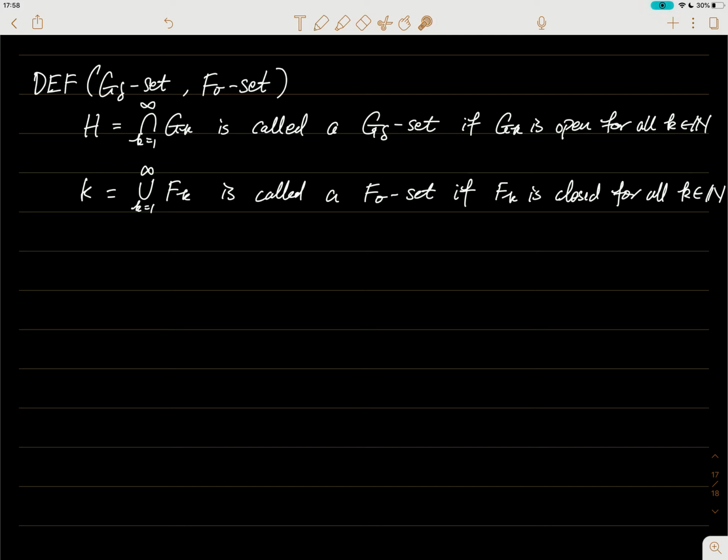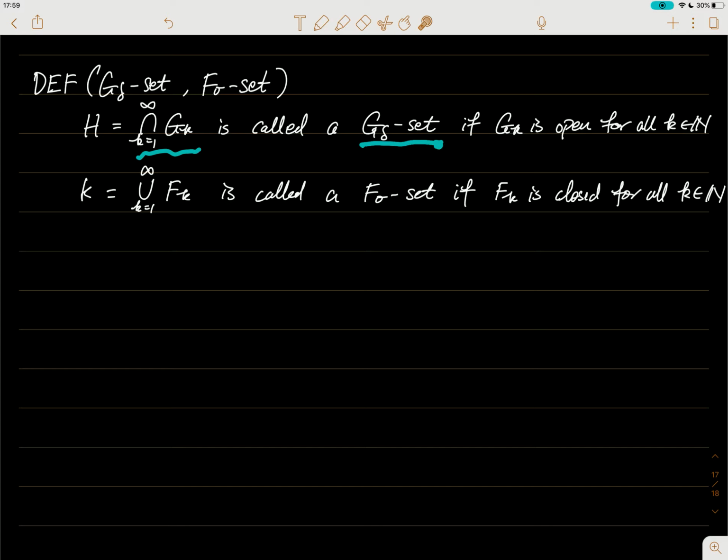So suppose we have countably many open sets, and the G_k is open for every integer k, then the intersection of them is called a G delta set. Okay, so intersection of countably many open sets is called a G delta set. So first of all, the G delta set is not necessarily an open set anymore. Okay, as we said, if you have finitely many of them, you can still guarantee it's an open set. But if you have infinitely many open sets, the intersection is not necessarily open anymore. But in this case, we still call it a G delta set.